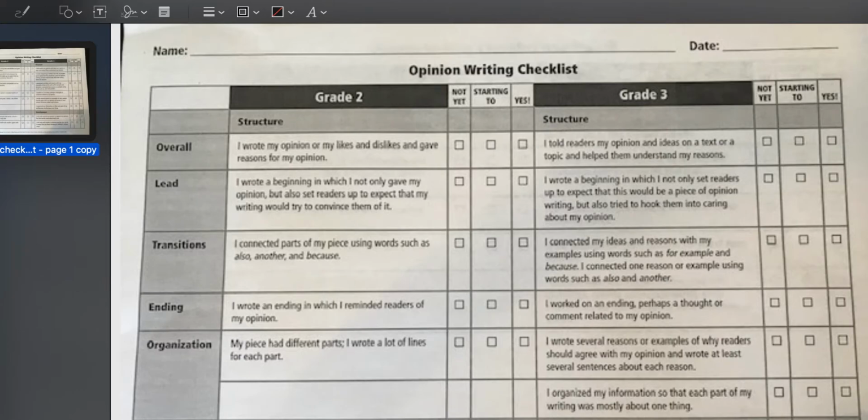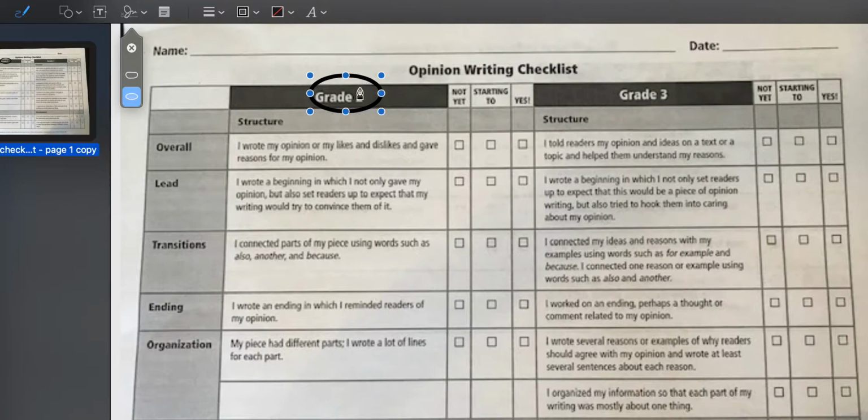Today we're going to get to work on the piece of writing that you chose that you would like to work on this week. So I want you to have your piece of writing out with you, and I'm going to walk you through how to use the opinion writing checklist to help you become a better writer. Okay, so first of all, we are going to look at the grade 2 column first.